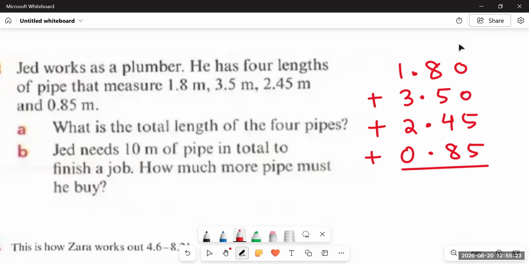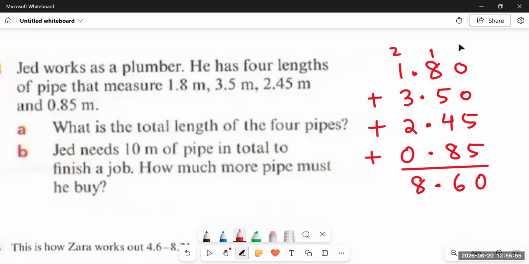So 5 plus 5 is 10. 8 plus 1, 9. 9 plus 5, 14. 14 plus 4, 18. 18 plus 8 is 26. 2 will be carried, and 3 plus 2 plus 1 is 6, plus 2 is 8, and the answer will be 8.6 meters, meaning the total length of all four pipes will be 8.6. Now what do we have to do in part B?